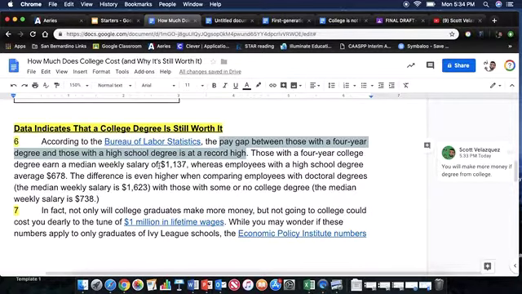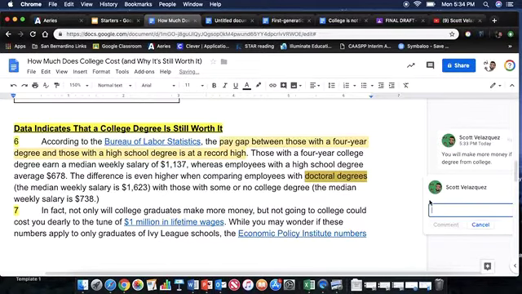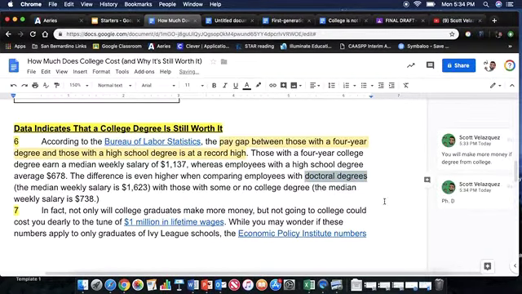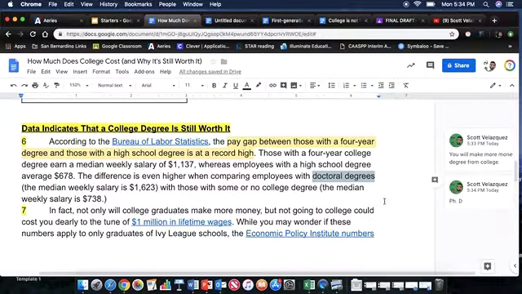The difference is even higher when comparing employees with doctoral degrees. And by doctoral degrees, go ahead and highlight that. That just means a PhD, which is a degree that you'll get if you go to school for 10 years, right? So if you have one of those PhDs, you're going to make a weekly salary. In 1 week, on average, those people will make $1,623 versus someone with no college degree, who will make only $738, right? So you can see the big difference. It's almost double the amount of money.